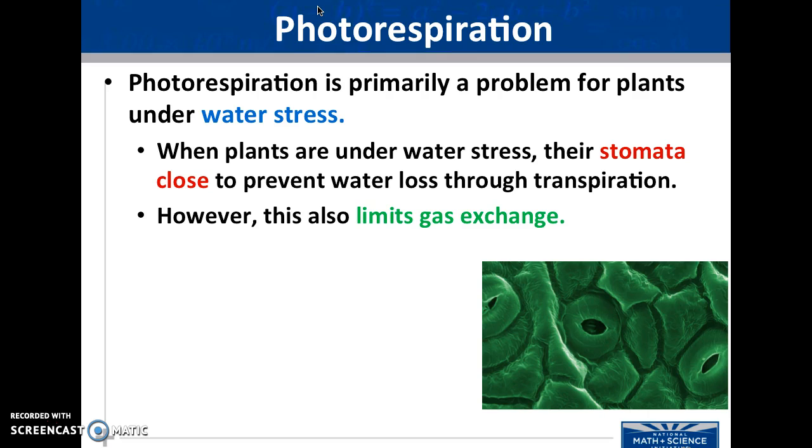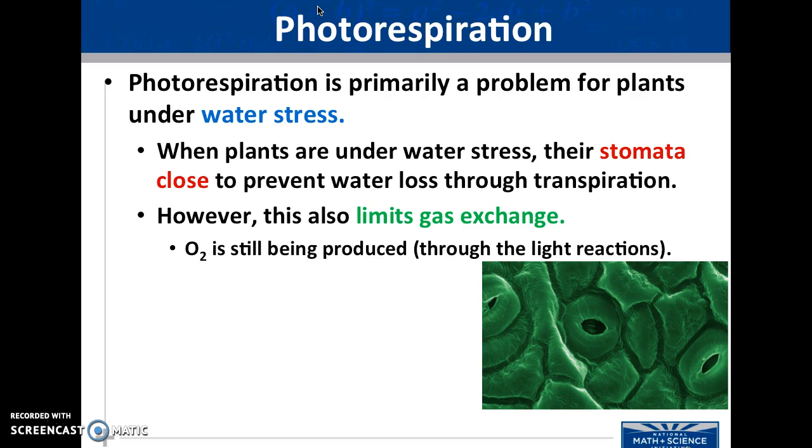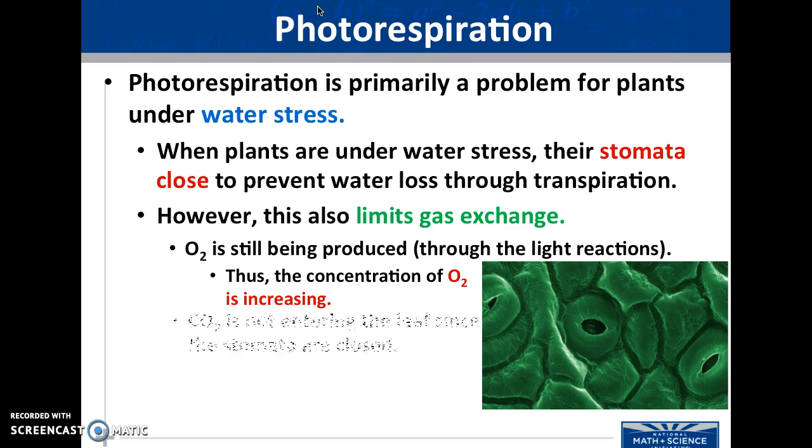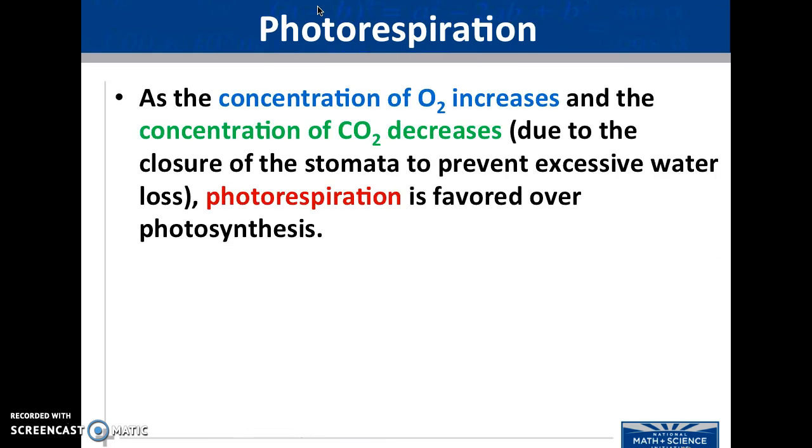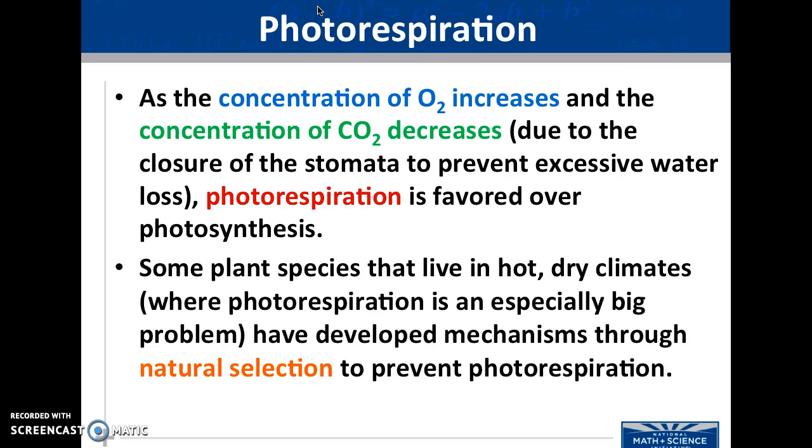If it gets too hot, water is going to keep leaving, and so the stomata close, but gas exchange is not going to occur. O2 is still being made through the light reaction, but it's getting trapped inside of the leaves, increasing the concentration of oxygen, and therefore CO2 can't enter the leaf, and the oxygen starts getting fixed to the RuBP. Obviously, as the concentration of oxygen increases, CO2 decreases, and photorespiration instead of photosynthesis is favored.